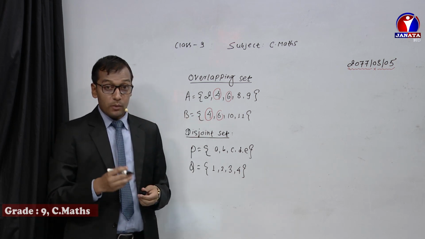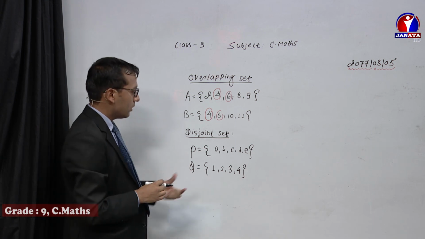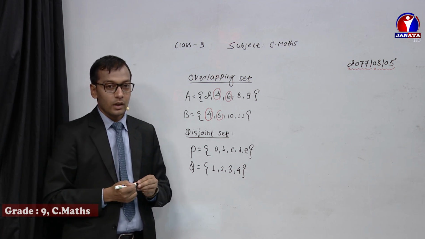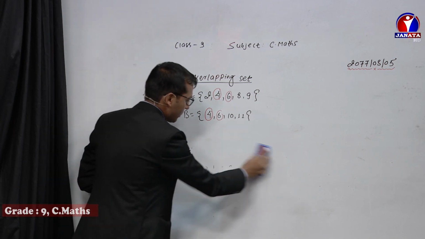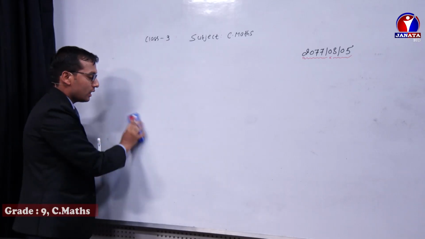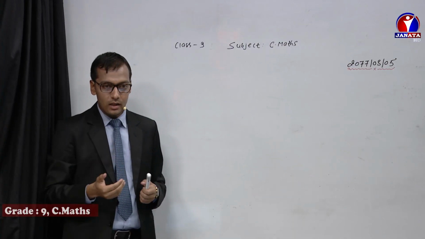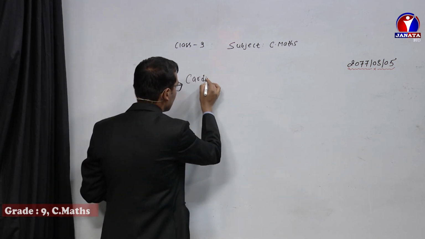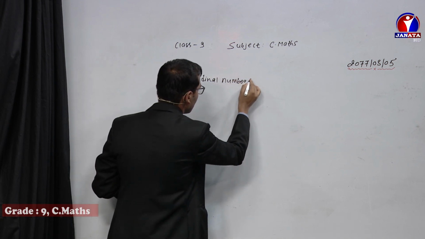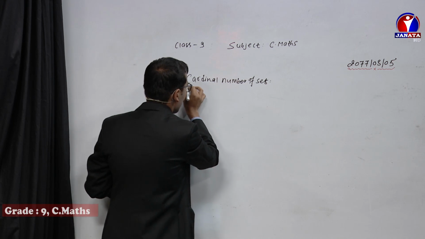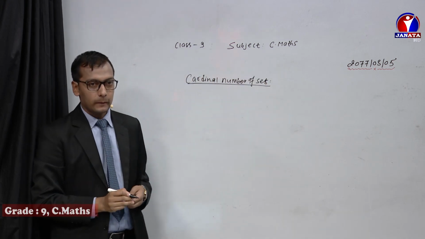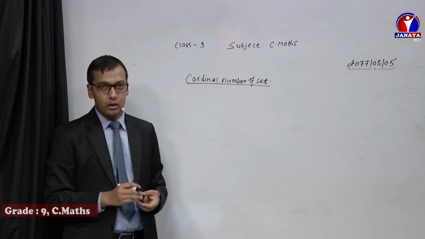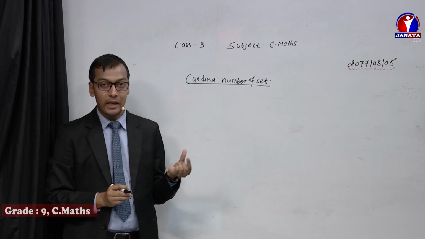I hope you got my point, so you are clear on this. After completion of this, now let me again tell you what is the cardinal number or what is the cardinality of a set. Though I already discussed this, let me explain it again. What is the cardinal number of a set? The cardinal number of a set is the total number of elements contained by the set.